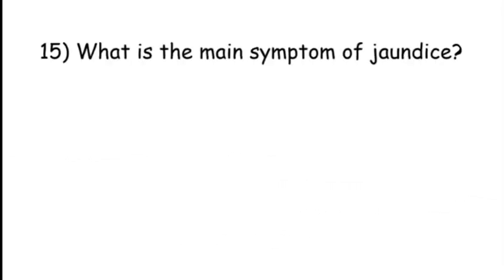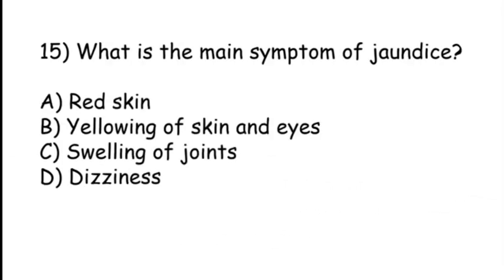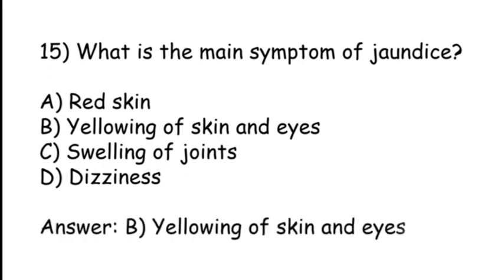What is the main symptom of jaundice? Red skin, yellowing of skin and eyes, swelling of joints, dizziness. The correct answer is option B, yellowing of skin and eyes.